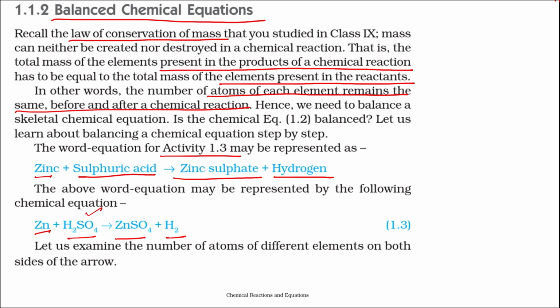Now compare the number of atoms of oxygen on both sides. On the reactant side, the number of oxygen atoms is 4. On the product side also, the number of oxygen atoms is 4. Next, compare any of the atoms. For example, compare the number of atoms of hydrogen. The number of atoms of hydrogen on the reactant side is 2. On the product side it is also 2. Then the number of atoms of sulfur on the reactant side is 1, and on the product side also it is 1. Then the number of atoms of zinc on the reactant side is 1, and on the product side also it is 1. So this equation is balanced.